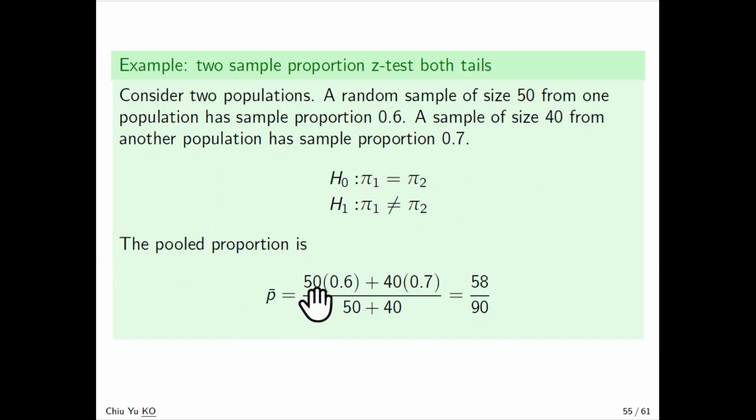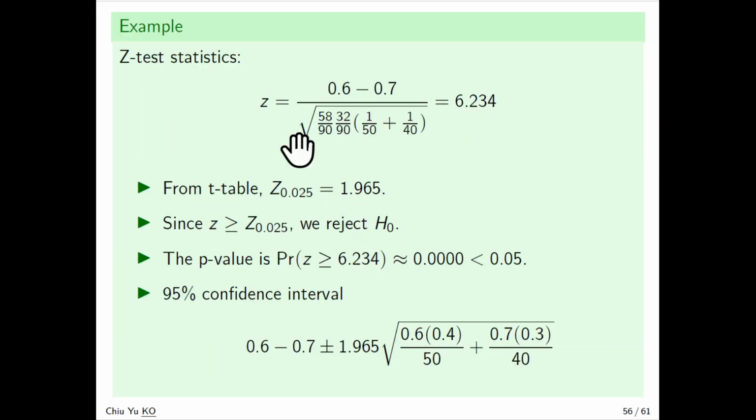The pooled proportion, right, will be the number of occurrences, so it's p1 times n1 plus p2 times n2, over n1 plus n2, right? So it's 85 over 90, right? The z-test statistic will be the difference between them, which is difference 0, over the square root of p bar times 1 minus p bar times 1 over n1 plus 1 over n2. So that would be the z score.